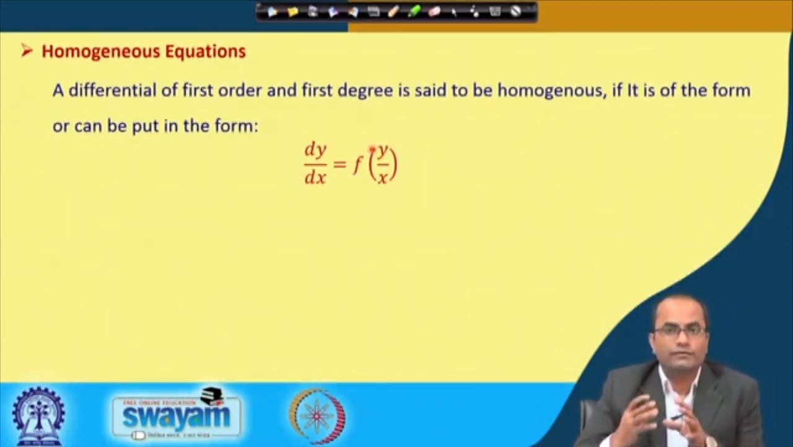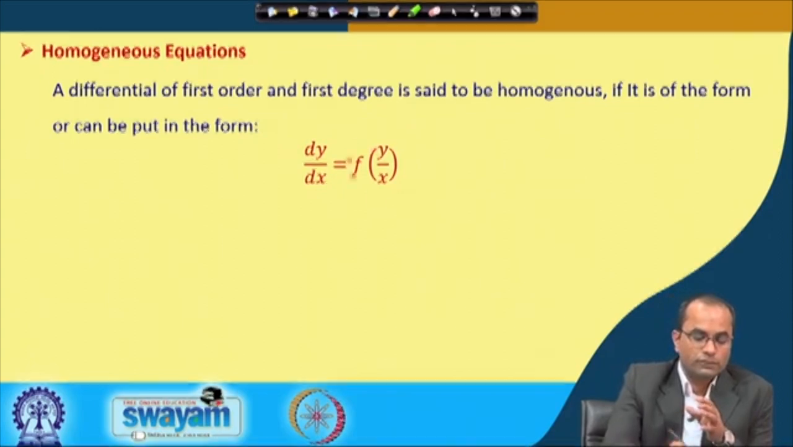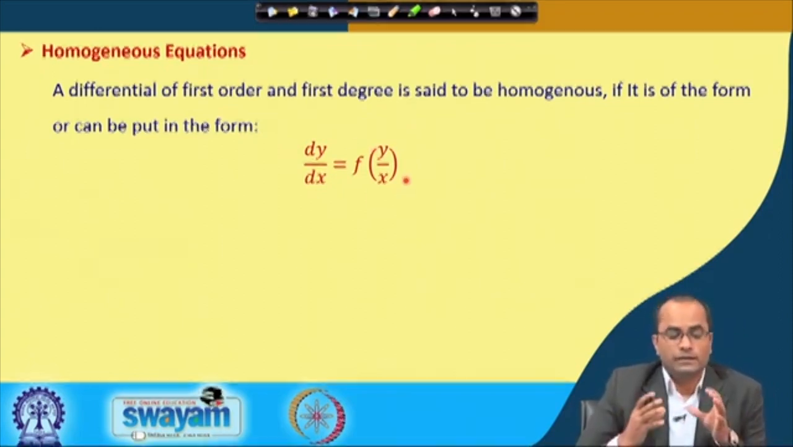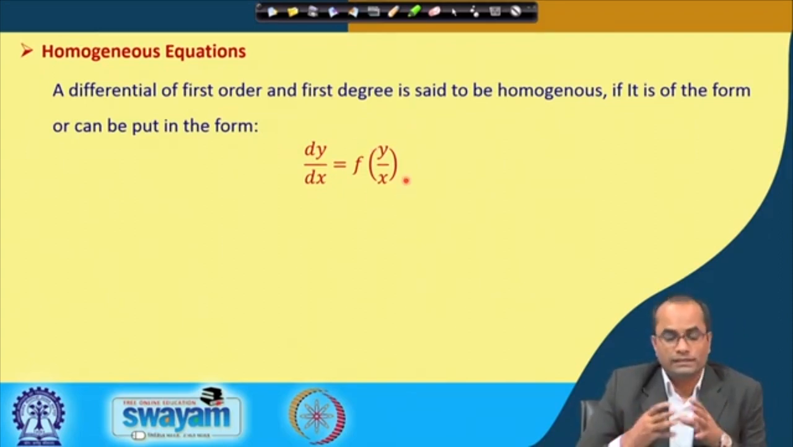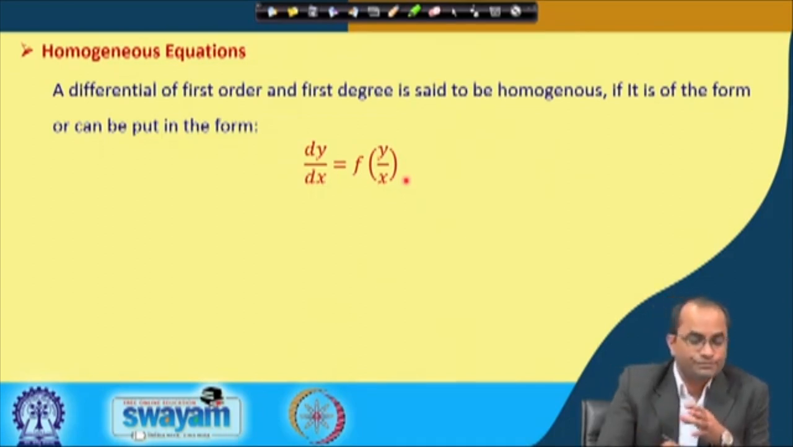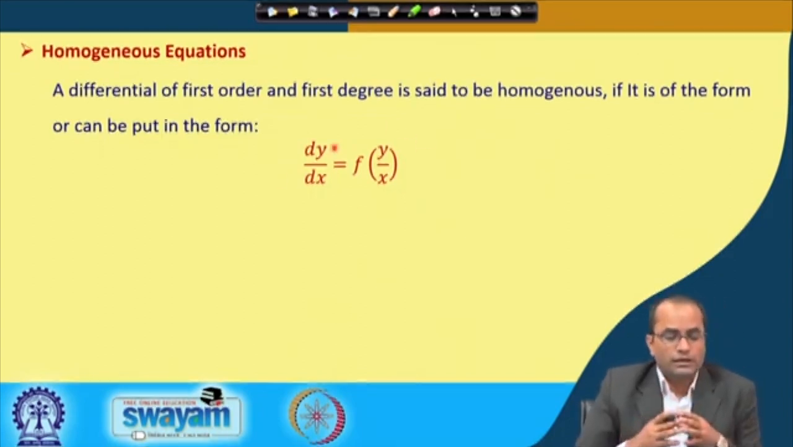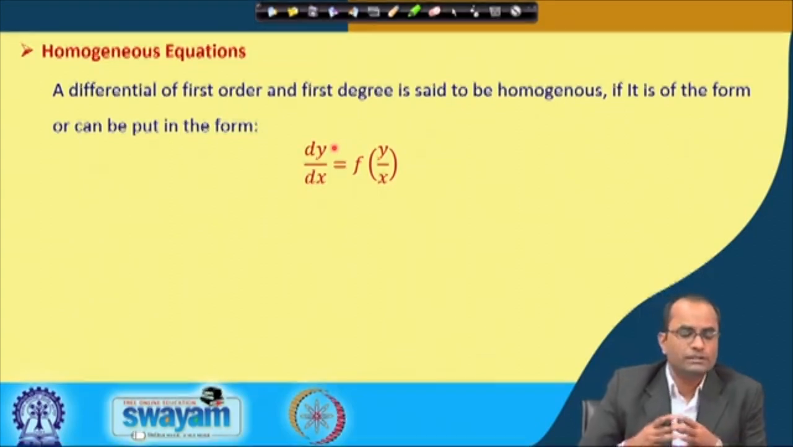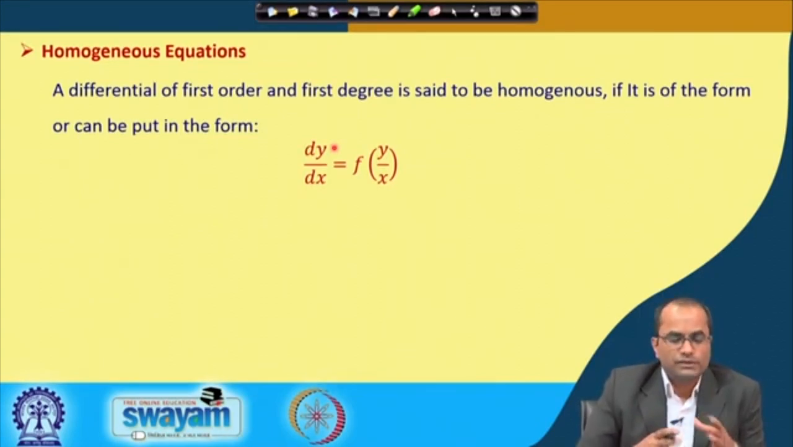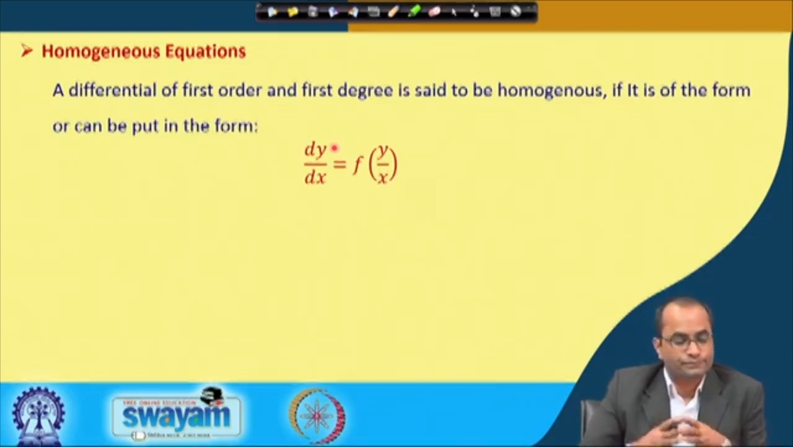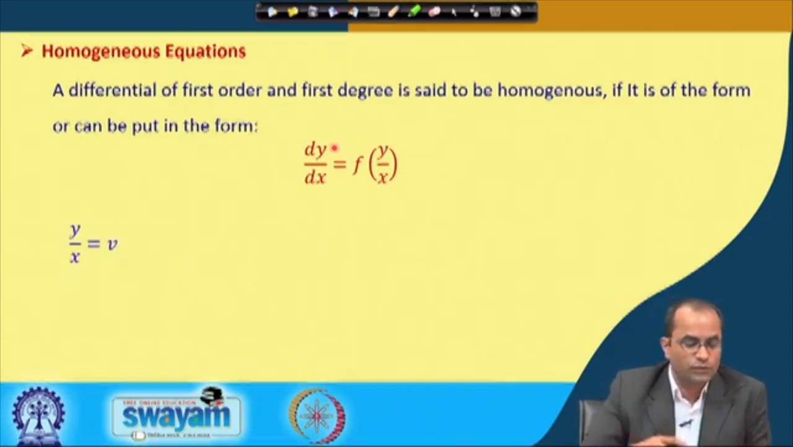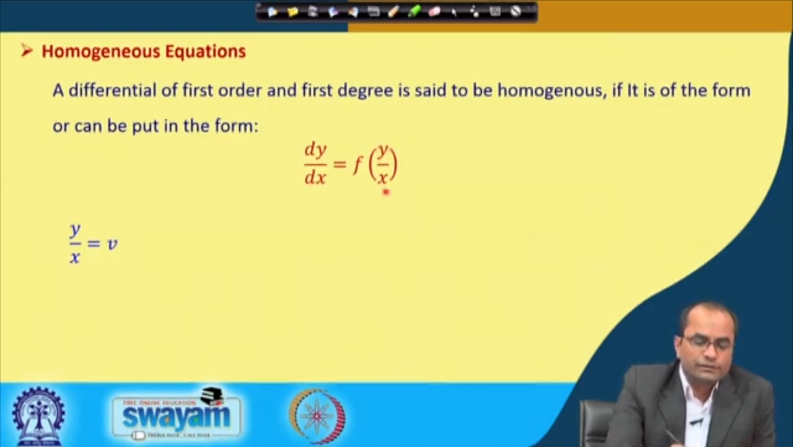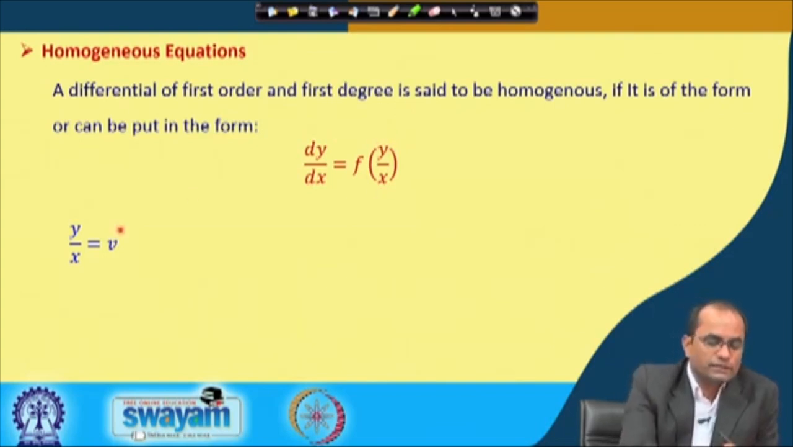So, if we can bring the function on the right hand side into the form of y over x, as a function of y over x, then we call this differential equation a homogeneous differential equation. And now we have a solution technique which we can use for solving such a homogeneous equation.